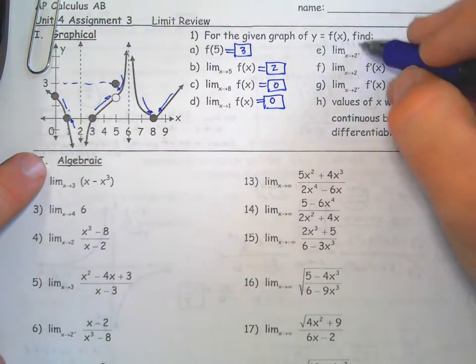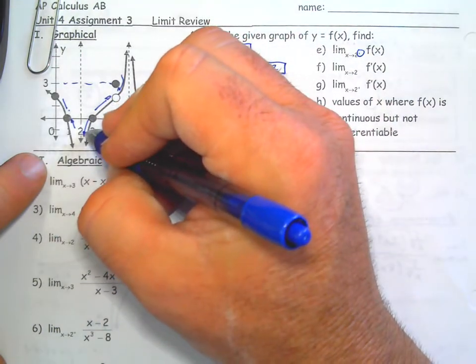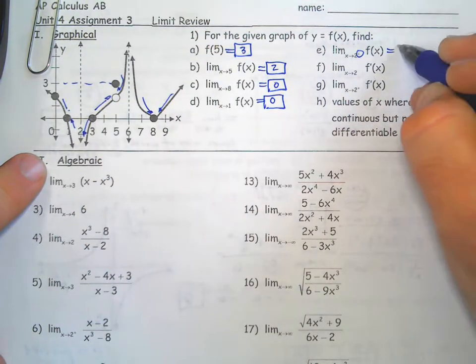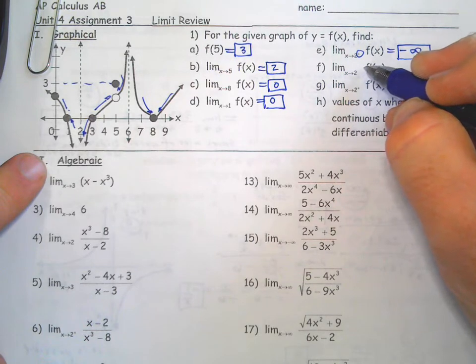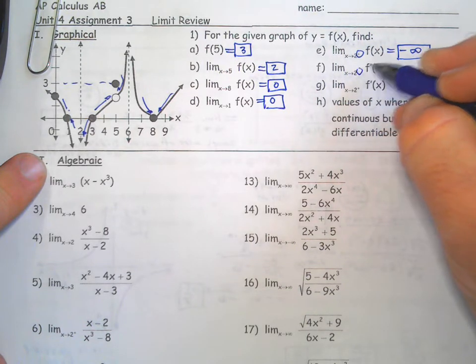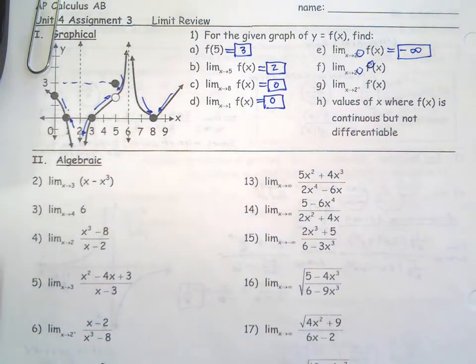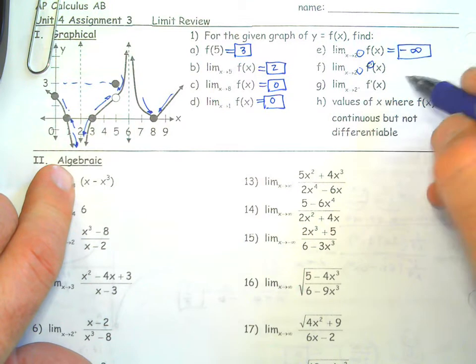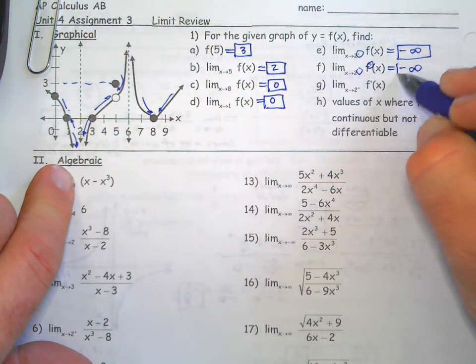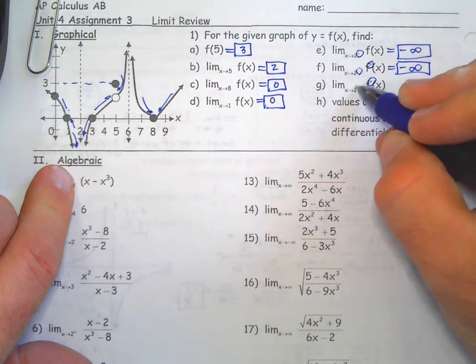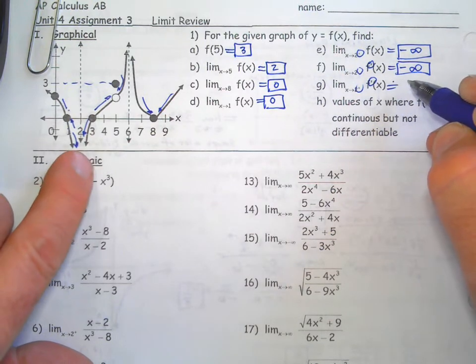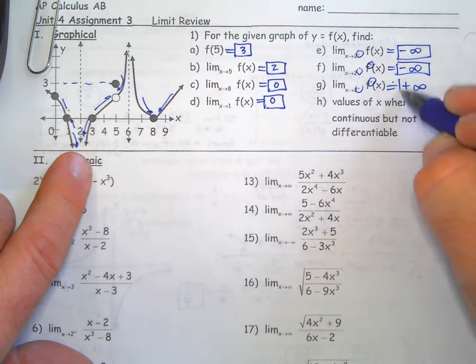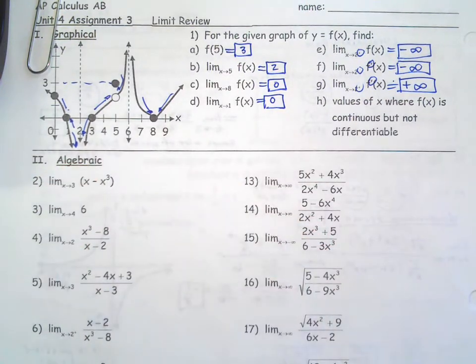E, what's the limit as we approach 2 from the right side? Well, that's negative infinity. What's it as we're approaching 2 from the left side? That negative is kind of hard to see, but this is the derivative. So from the left side is this side, and the slope is negative infinity. What's the derivative approaching from the right side? Now, some people would say negative infinity also, but it's actually positive infinity. That's a positive slope that's going up, left to right.